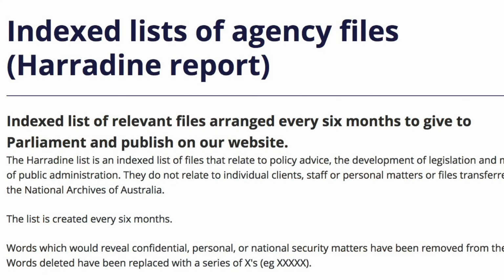Senator Harradine pushed through a new rule that once every 6 months, every Commonwealth government department and agency must publish an index of all their non-exempt files. This means that people who are making FOI requests for non-personal information can actually know what to apply for. Mind-bogglingly useful.